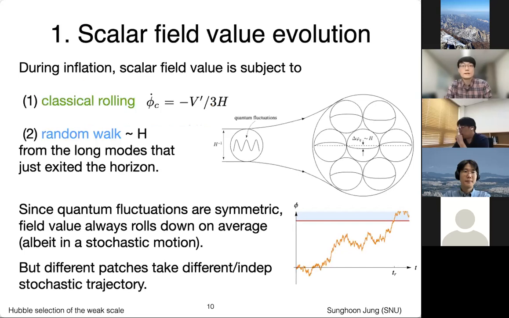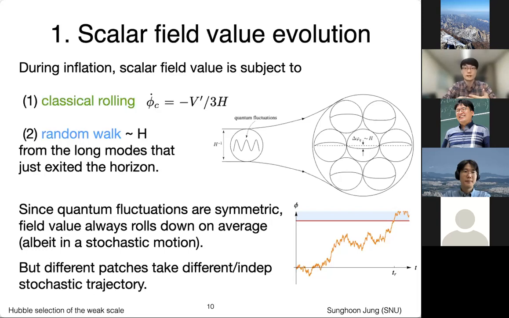So as I said, scalar field value evolution during inflation is relevant physics. During inflation, the scalar field value is subject to two opposing forces. One is the usual classical rolling. The field value always tends to roll down to the bottom of a potential, right? That classical rolling is given by the potential slope divided by Hubble friction. And another is the quantum fluctuation. In each Hubble time, it gets a random contribution of order H, in either sign, positive or negative, right?